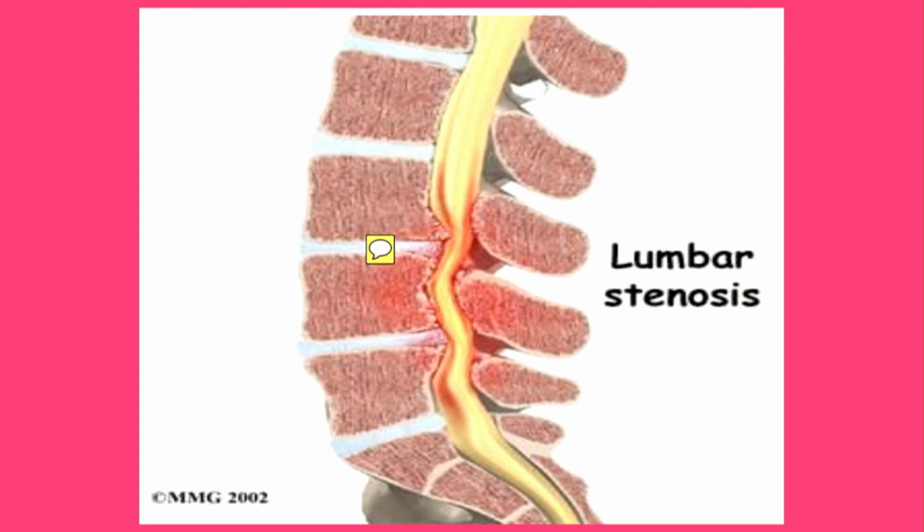This is an obvious picture showing multi-level lumbar stenosis. We see the osteophyte with the hypertrophied ligamentum flavum impinging on the spinal cord, causing what is called lumbar stenosis.